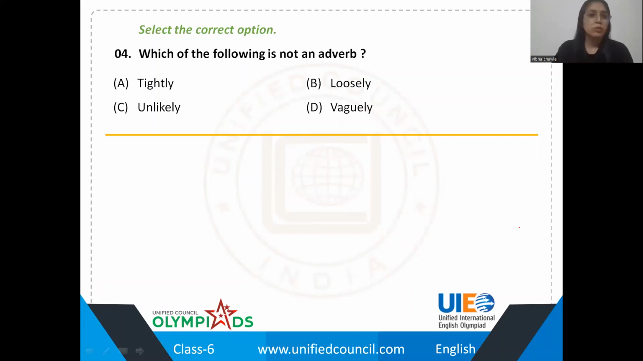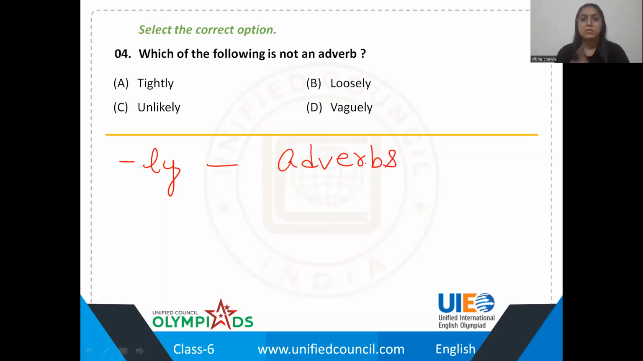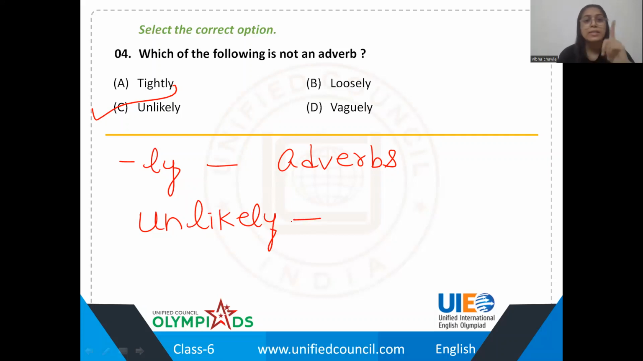Let's quickly move to question number 4. Which of the following is not an adverb? Now see, most of you may have this myth in mind that words ending in ly are always adverbs, right? But not every word ending in ly is an adverb. Sometimes it can be an adjective also, as in unlikely. In the given options, unlikely, no doubt it ends in ly, but it is not an adverb. It is an adjective actually.